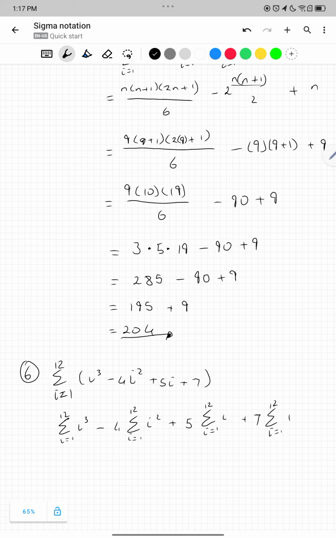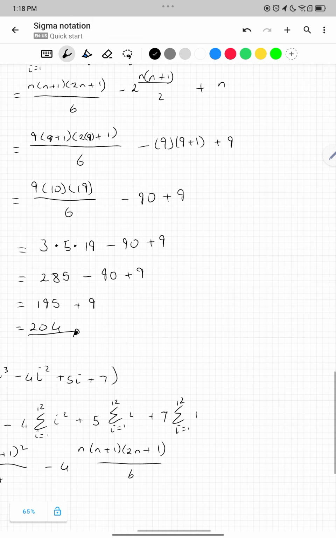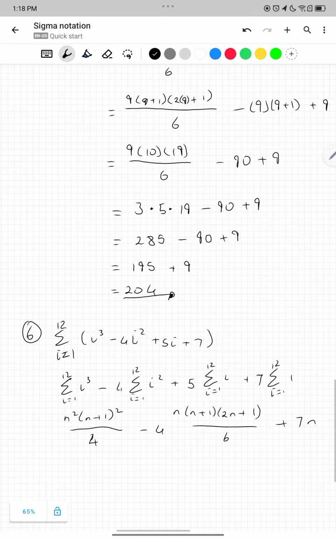So this is, wait, let me think about this. It's n squared, n plus 1 squared all over 4. Almost said 2. So I'm just writing the formula again. So n plus 1, 2n plus 1 all over 6. Plus 7n, where our n is 12.